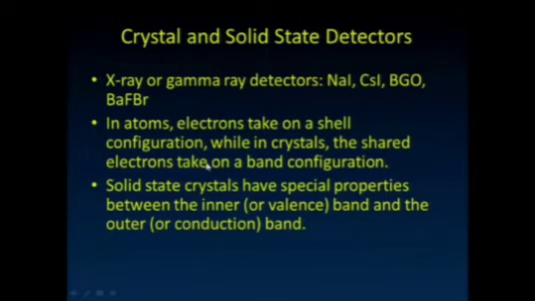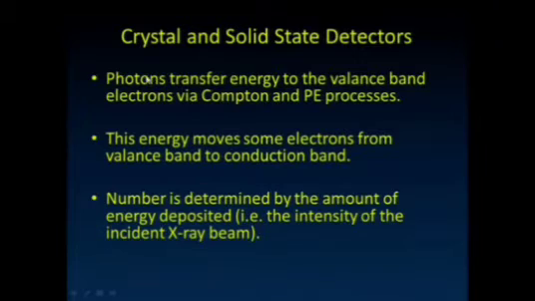In atoms, we talked about electrons existing in that shell configuration. In crystals, they're shared and they exist in these band configurations. And solid-state crystals have special properties between their inner band, their valence band, and their outer band, their conduction band. And it turns out that photons can transfer energy to those inner band electrons and move them up to those outer bands. That electron may immediately fall back down into its valence band and give off a little bit of electromagnetic energy in the visible light range.